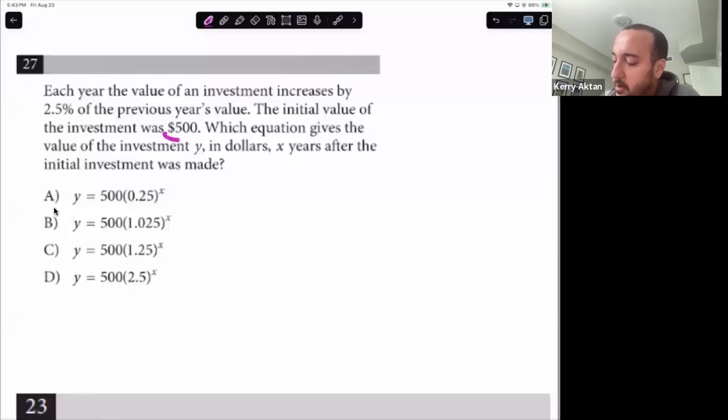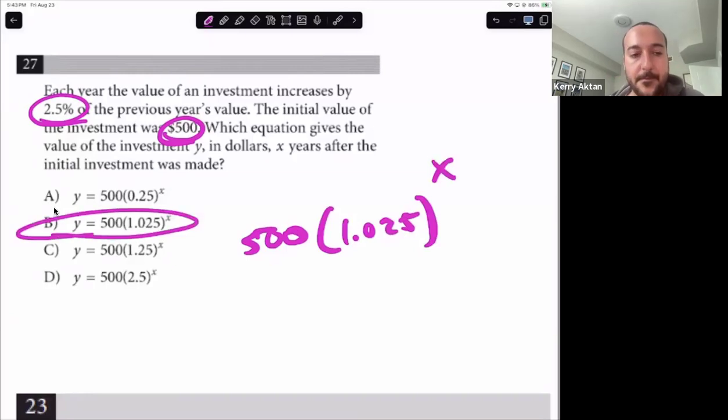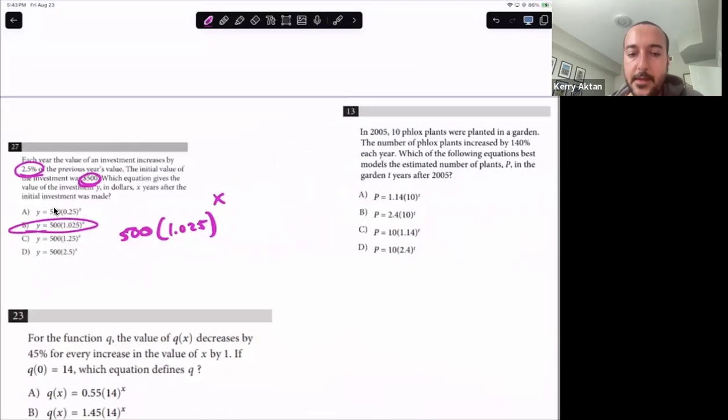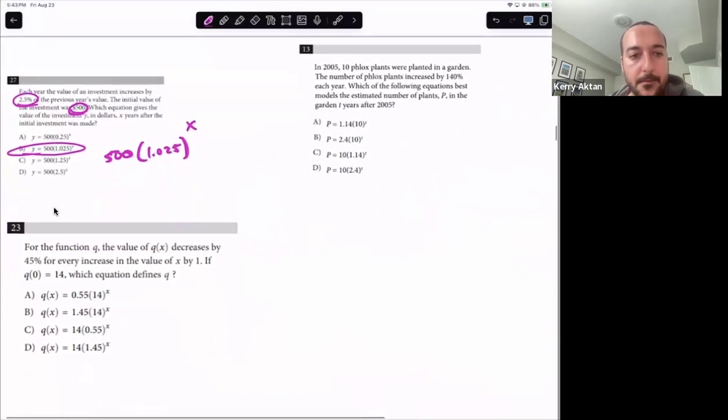Remember, I started with $500. I increased by 2.5%, so that's 1.025 to the x. It's b. We've done these a million times. If you want to practice with the rest of those, you can.